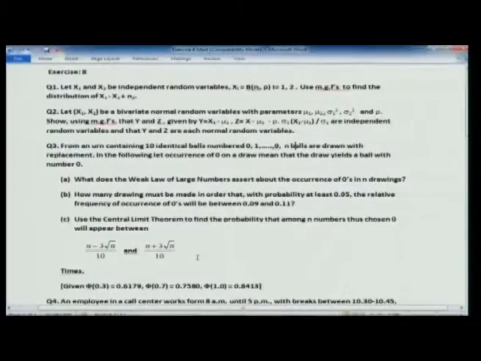Okay. Question 3 is from an urn containing 10 identical balls numbered 0, 1 to 9, n balls are drawn with replacement.